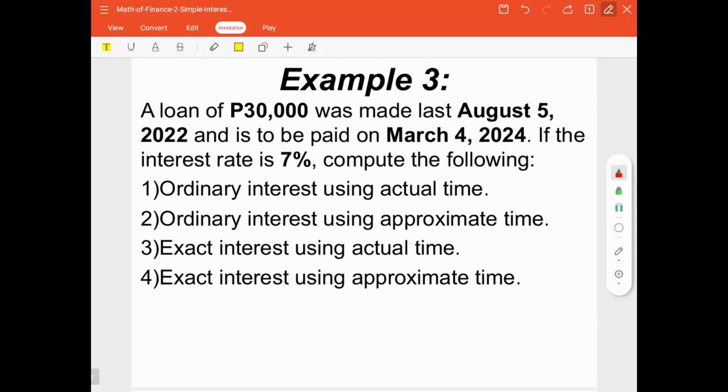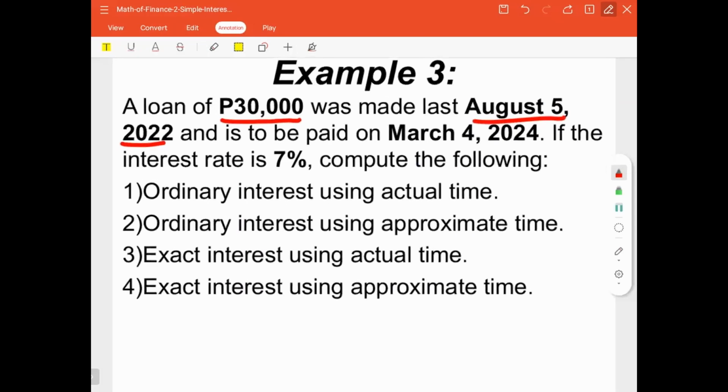Now let's have this third example. Suppose a loan of 30,000 pesos was made last August 5, 2022. So August 5, 2022, there is the date of the loan, and is to be paid on March 4, 2024. So March 4 is the maturity date. That is 2024. If the interest rate is 7%, compute the following. So the same, no? Four types of interest here.